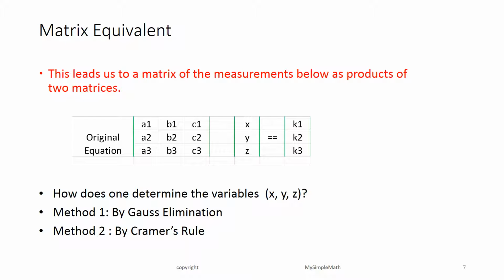So let's see. The problem was that the data that we collected is split up into two matrices right now here. The matrix of the coefficient, the matrix of the unknowns, and the matrix of the total quantities of water, K1, K2, K3. How does one determine the variables X, Y, and Z? There are various methods to solve this problem, but I'll take the first one. This is the Gauss elimination method.